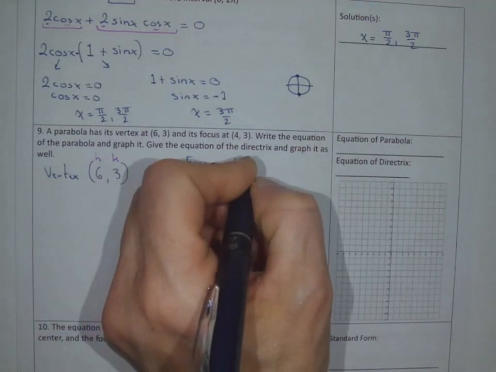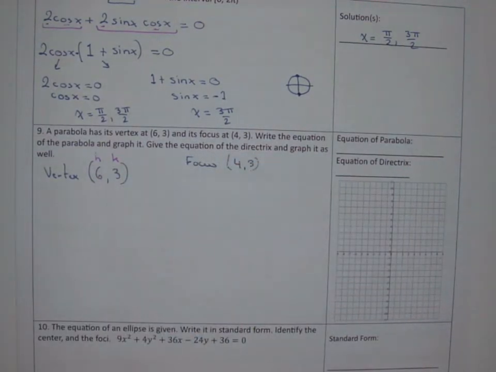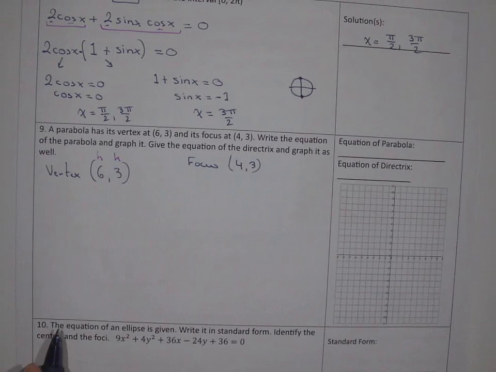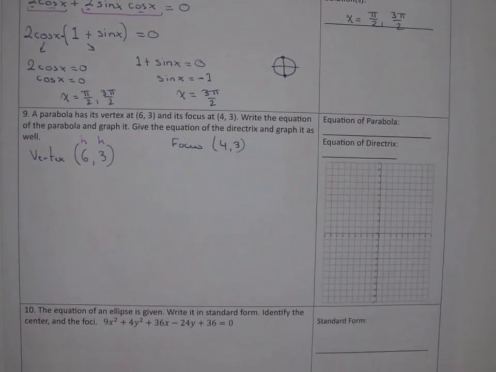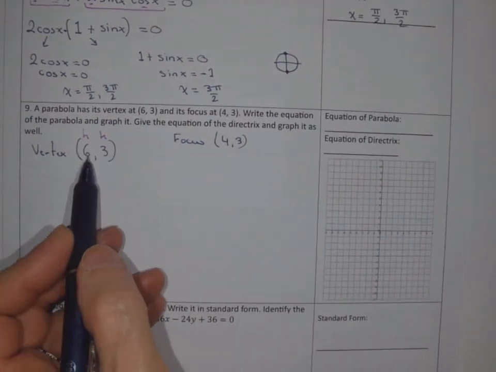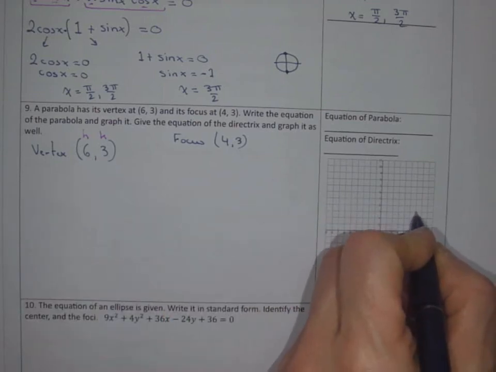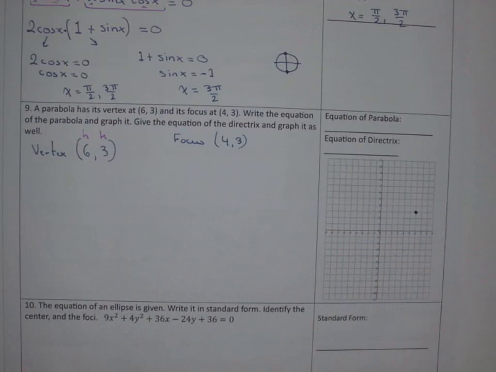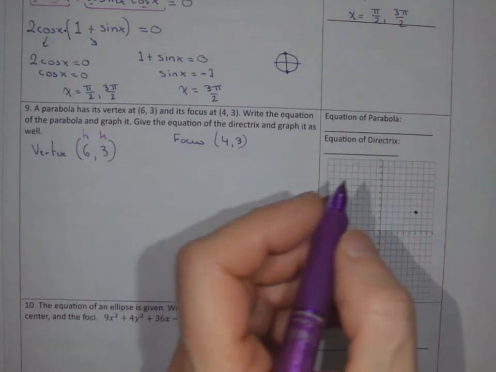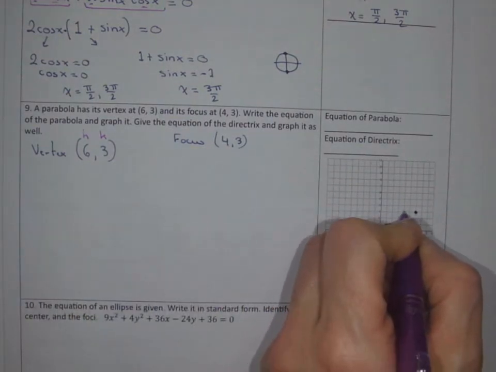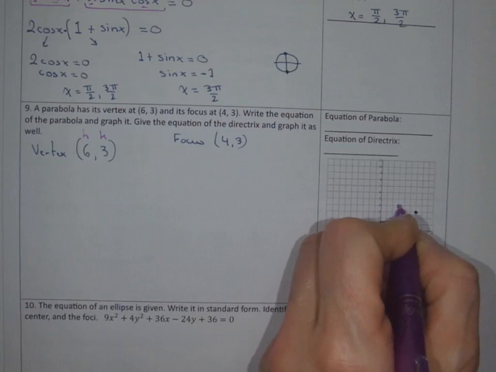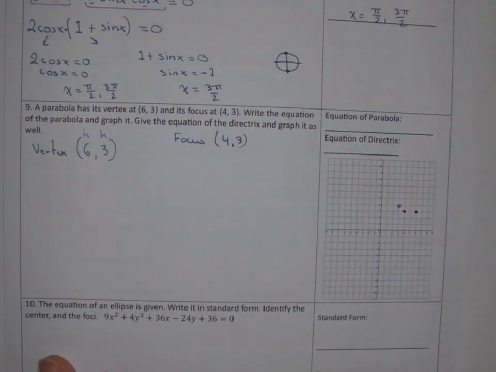And we have the focus given to us at 4, 3. Okay, so let's graph that already so we can have a little visual, plus we have to graph it anyway, so we might as well do it, right? The vertex 6, 3, the vertex will be right there. And then the focus is at 4, 3, so the focus is right here. And I put a little F here, so I know that's my focus.